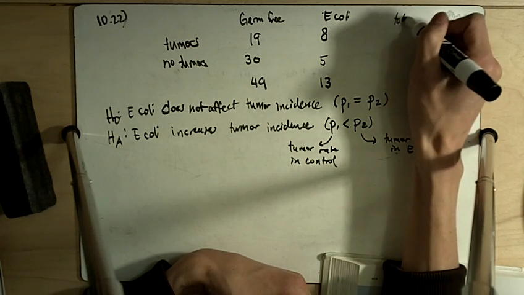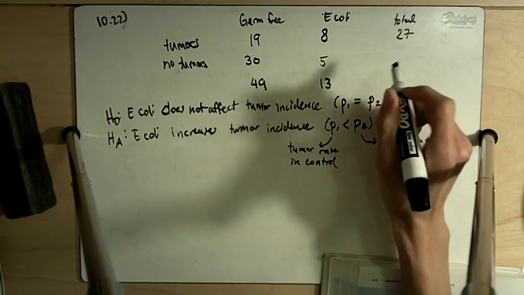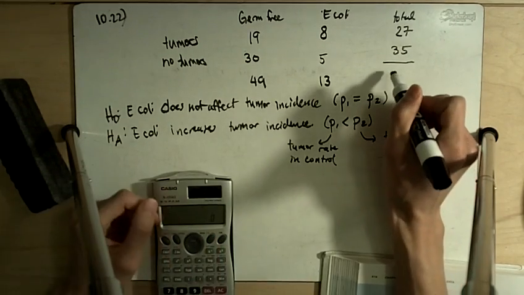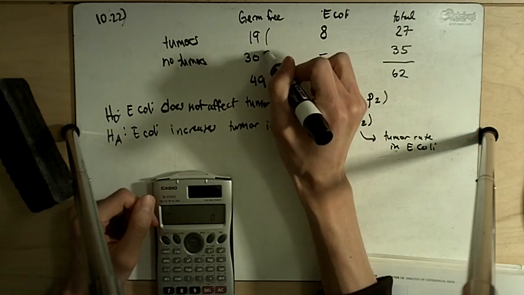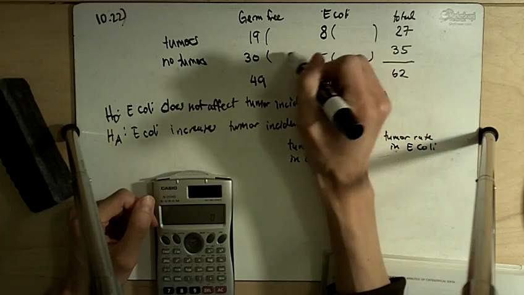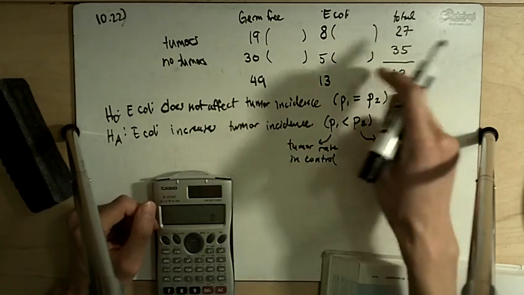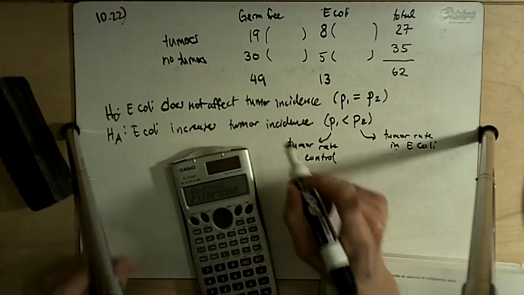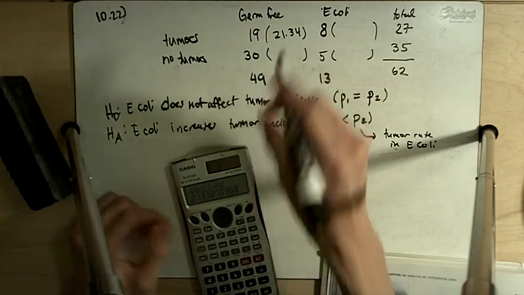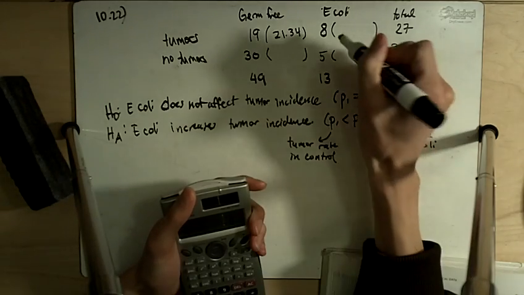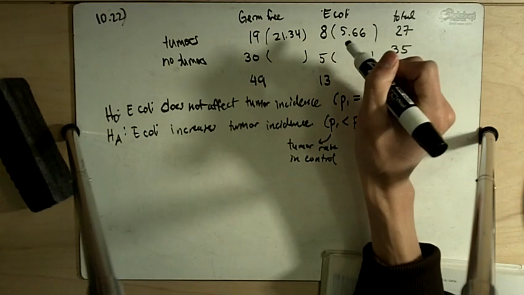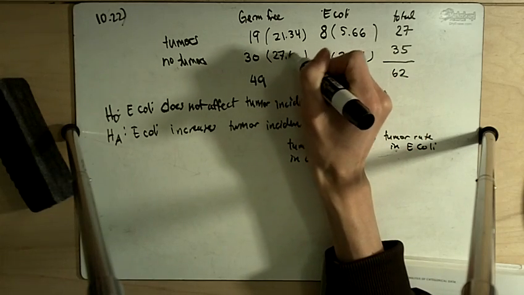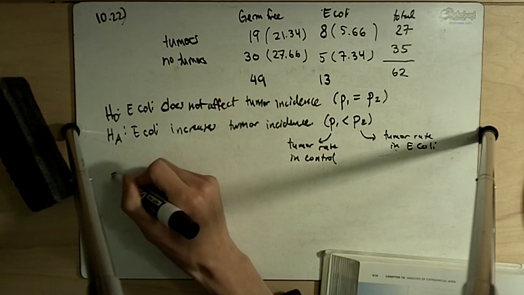Okay, so the total in the row is 27. 27 developed tumors, 35 did not, out of a total of 62 mice. Okay, so our expected numbers, I'm going to put in parentheses here. So I'm going to do 49 times 27 divided by 62, 21.34. And if I do this to all of the other ones, here I will get 5.66. Here I get 7.34. And here I get 27.66.